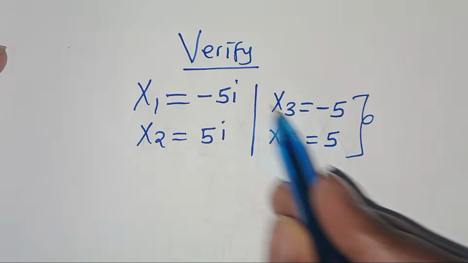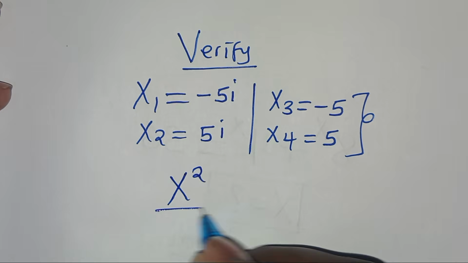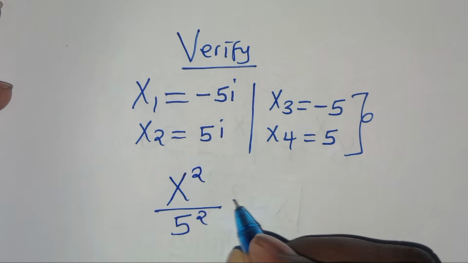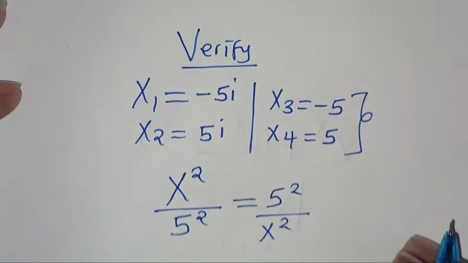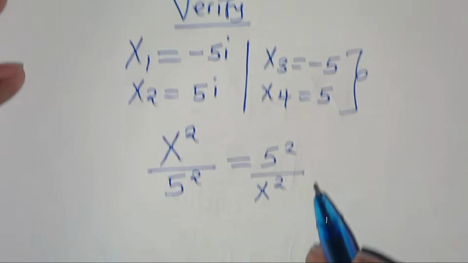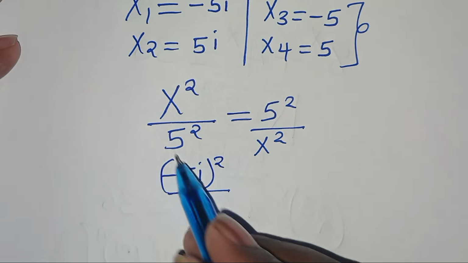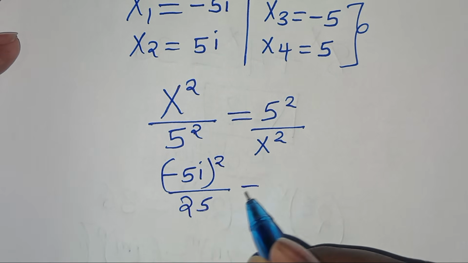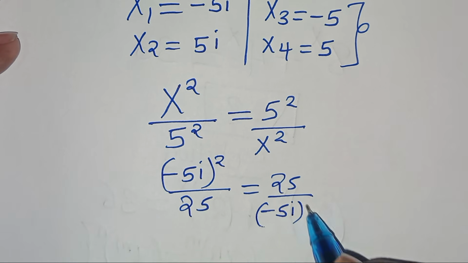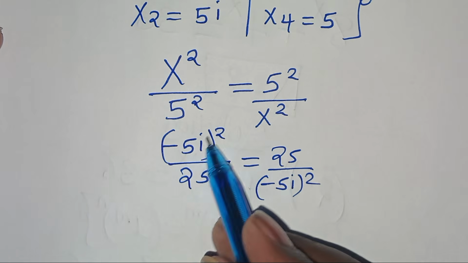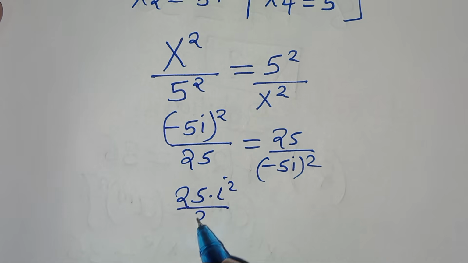Now let's verify that these four solutions satisfy the equation. If you recall, we have x to the power of 2 divided by 5 to the power of 2 is equal to 5 to the power of 2 divided by x to the power of 2. Let's substitute minus 5i. So we have negative 5i raised to the power of 2 divided by 5 squared, which is 25, is equal to 5 squared, which is 25, divided by negative 5i to the power of 2. So negative 5i to the power of 2 is 25 times i squared, divided by 25.